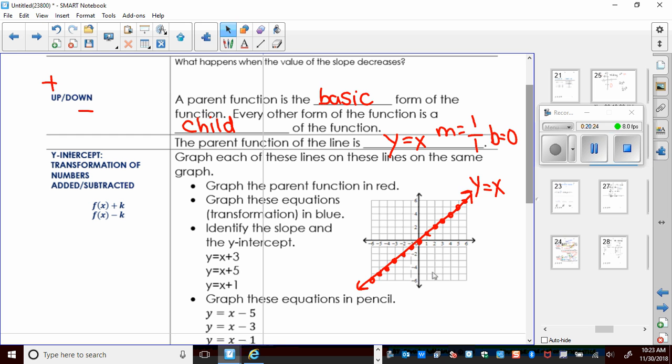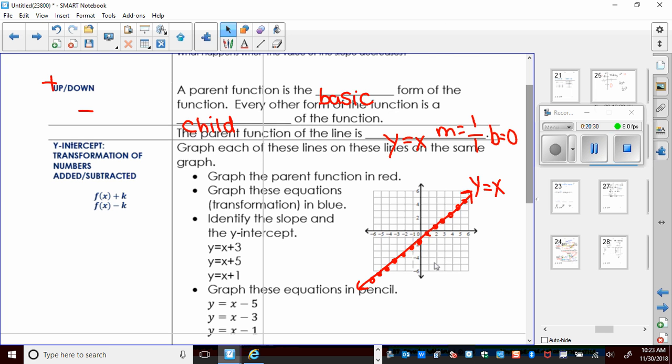Look at y equals x plus 3. What is the slope of this line? 1. M equals 1. What's the y-intercept? 3. What did I do? If I add a number, am I shifting up or down? Up. It says up. How many units? 3.